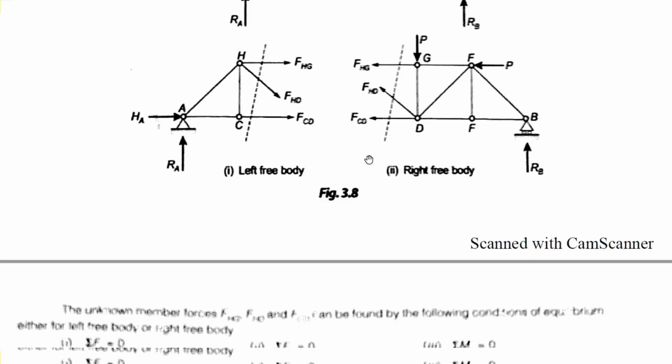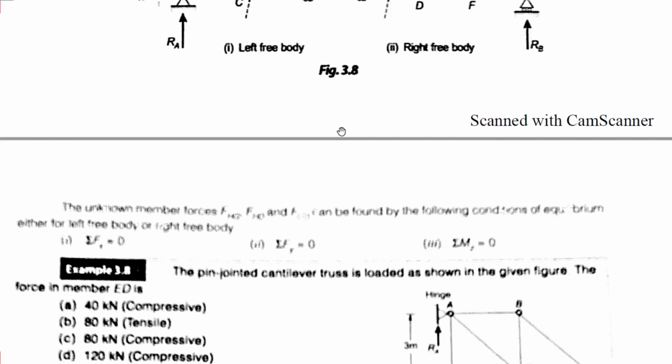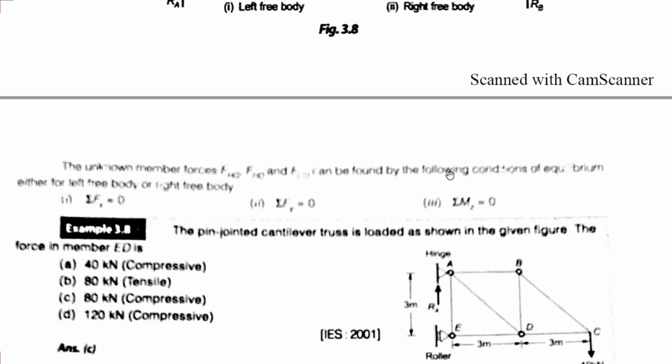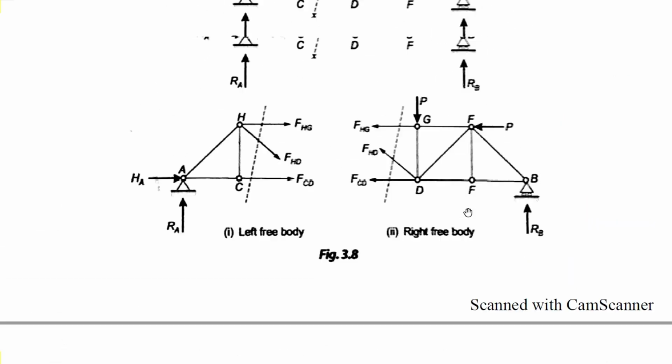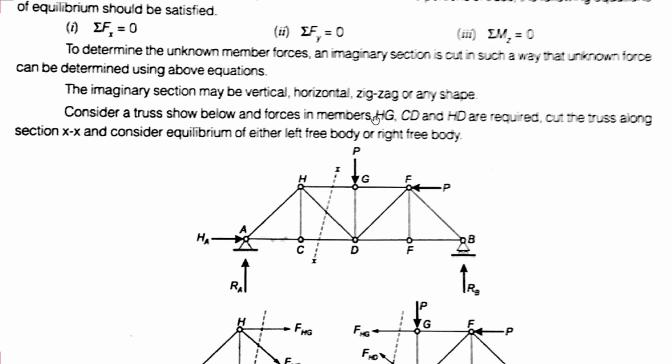Now the unknown member forces FHG, FHD, and FCD can be found by using the following conditions of equilibrium, either for the left free body or the right free body, that is summation of Fx, summation of Fy, or Mz equal to 0. So by making a cut in the whole truss and considering the equilibrium of either the left free body part or the right free body, we can calculate our member forces in a few members. So the suitable method of analysis of truss is the method of sections.